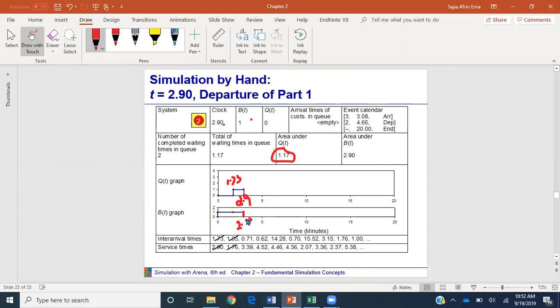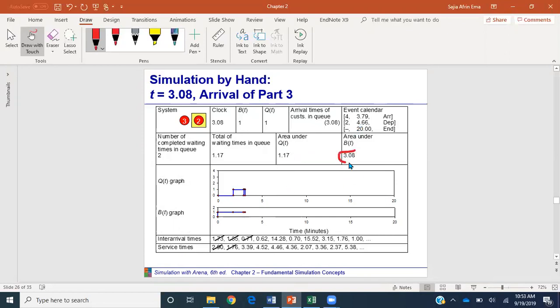It's like accumulating. Next, part 3 arrives and joins the queue. When did it arrive? 3.08 minutes. Still it's 2. Area under the graph QT is still 1.17 because part 3 just joined the queue. Area under BT, because part 2 is still in the service. That's why, previously it was 2.9 and now it's 3.08.